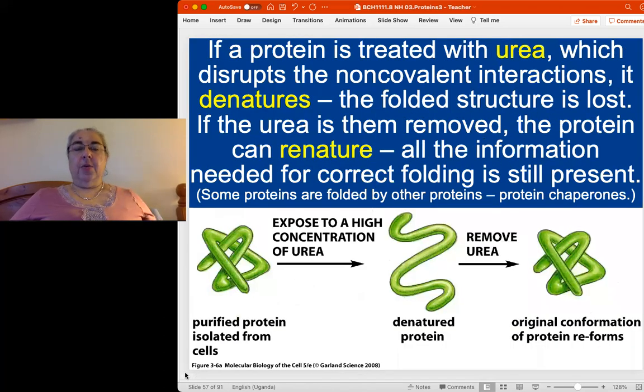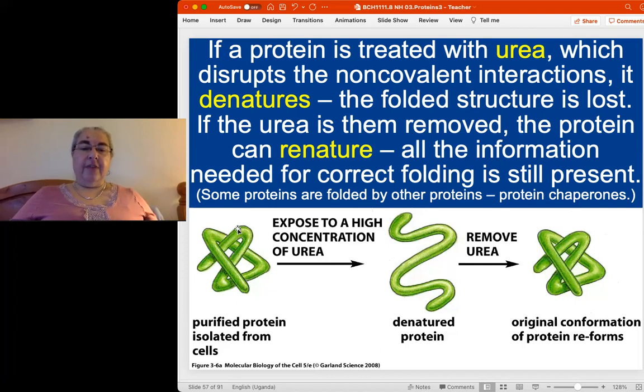Okay, so here is an illustration of how this can happen. If a protein is treated with a high concentration of urea, that urea breaks the non-covalent interactions. It disrupts the nature of the interaction, the hydrogen bonding and so on. The protein loses its folded shape. It denatures, it loses its normal nature and becomes denatured.